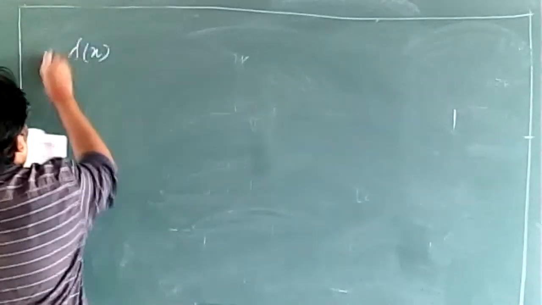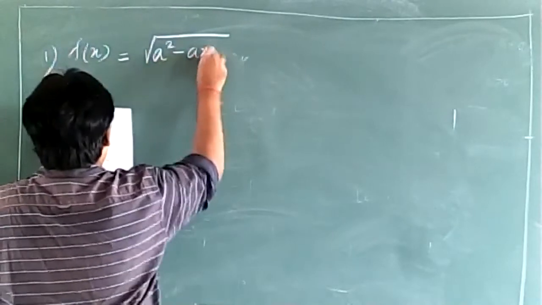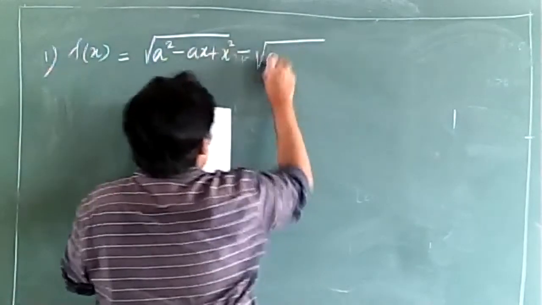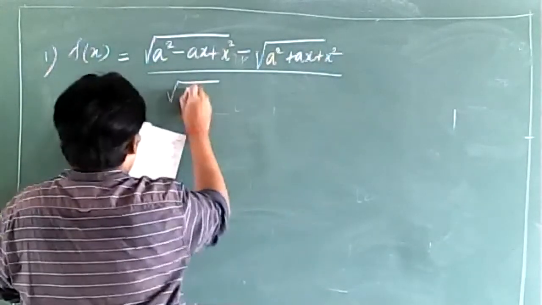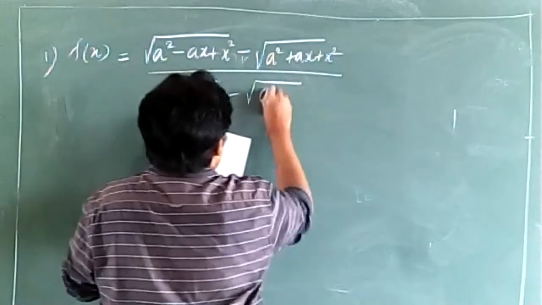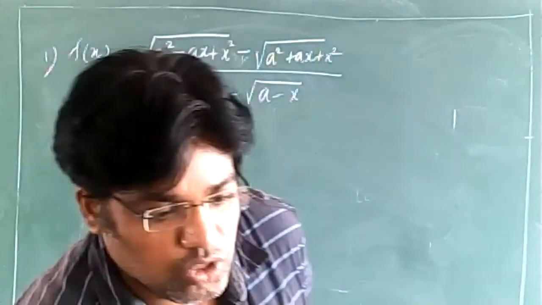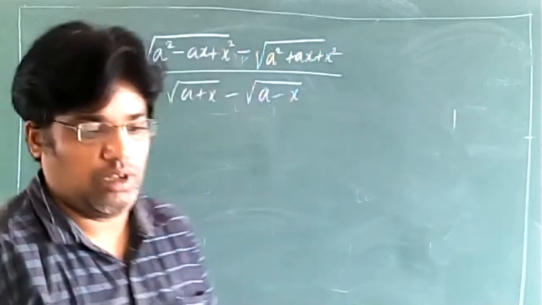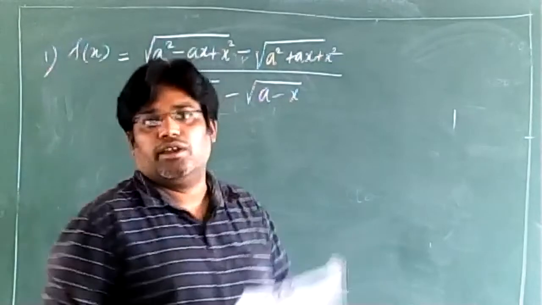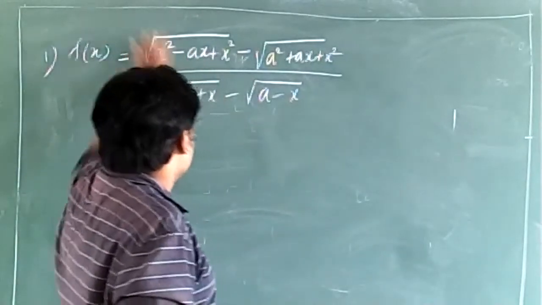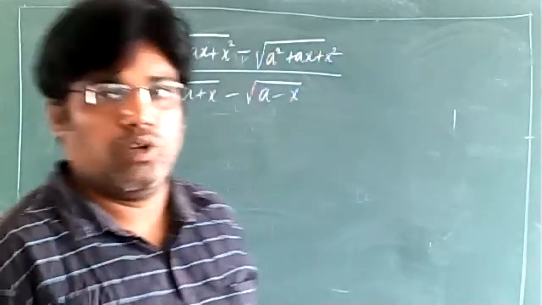You have the first column, you have f of x is equal to root of a square minus ax plus x square minus root of a square plus ax plus x square divided by root of a plus x minus root of a minus x is continuous at x is equal to 0, then f of 0 is equal to what? You have to just use L'Hopital's rule. Use L'Hopital's rule, that's all. You know what is that L'Hopital's rule? Differentiating. Differentiation of root x is 1 by 2 root x, differentiation of minus. Just do that. You'll be getting the answer as minus root a.